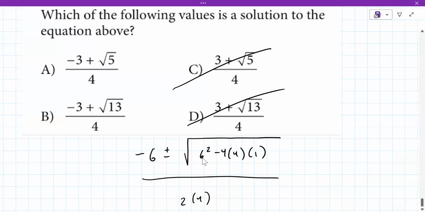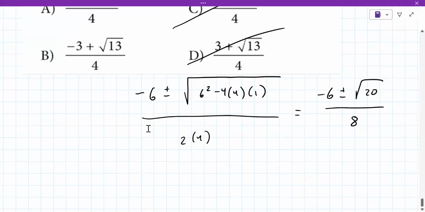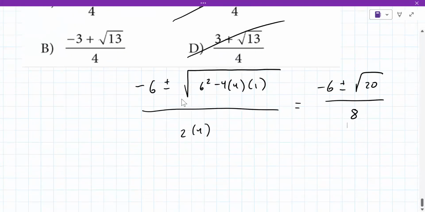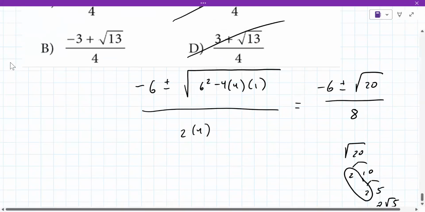It comes down to the part inside here. So 6 squared is 36 minus 4 times 4, which is 20. So what I'm seeing here is -6 plus or minus the square root of 20 over 8. Is that what you have under the square root? Okay, so that reduces a little bit differently. It's not important to be able to reduce it other than to recognize, is it 13 or is it 5? The square root of 20, 2 and 10, 2 and 5, becomes 2 square root 5. So that's why it's A.